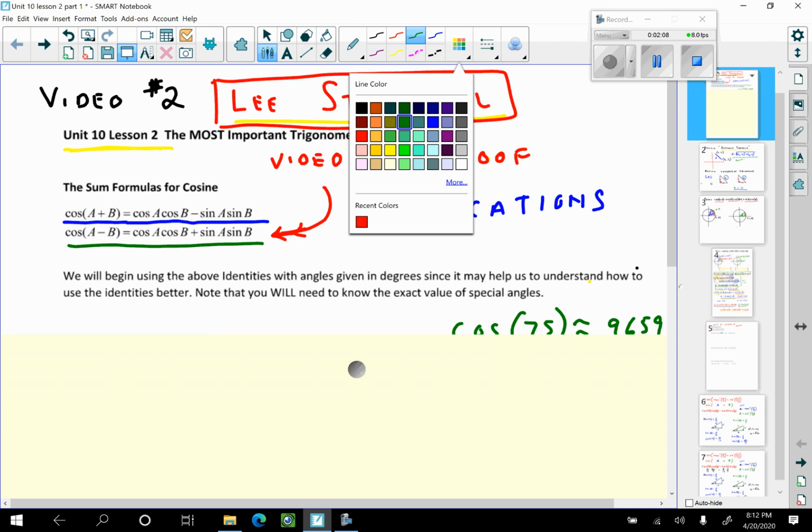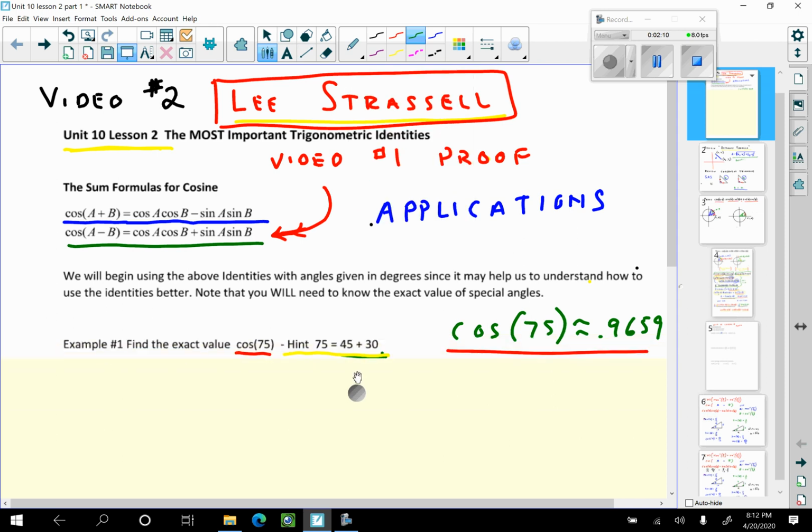Well, it doesn't matter. Okay, so what I want to do is use the above identities. I'm going to start off with degrees to make it easier, and I'm going to find the exact value. I'm going to need to know the exact value of special angles. We'll know that. And what I want to do is find the exact value of cosine of 75.